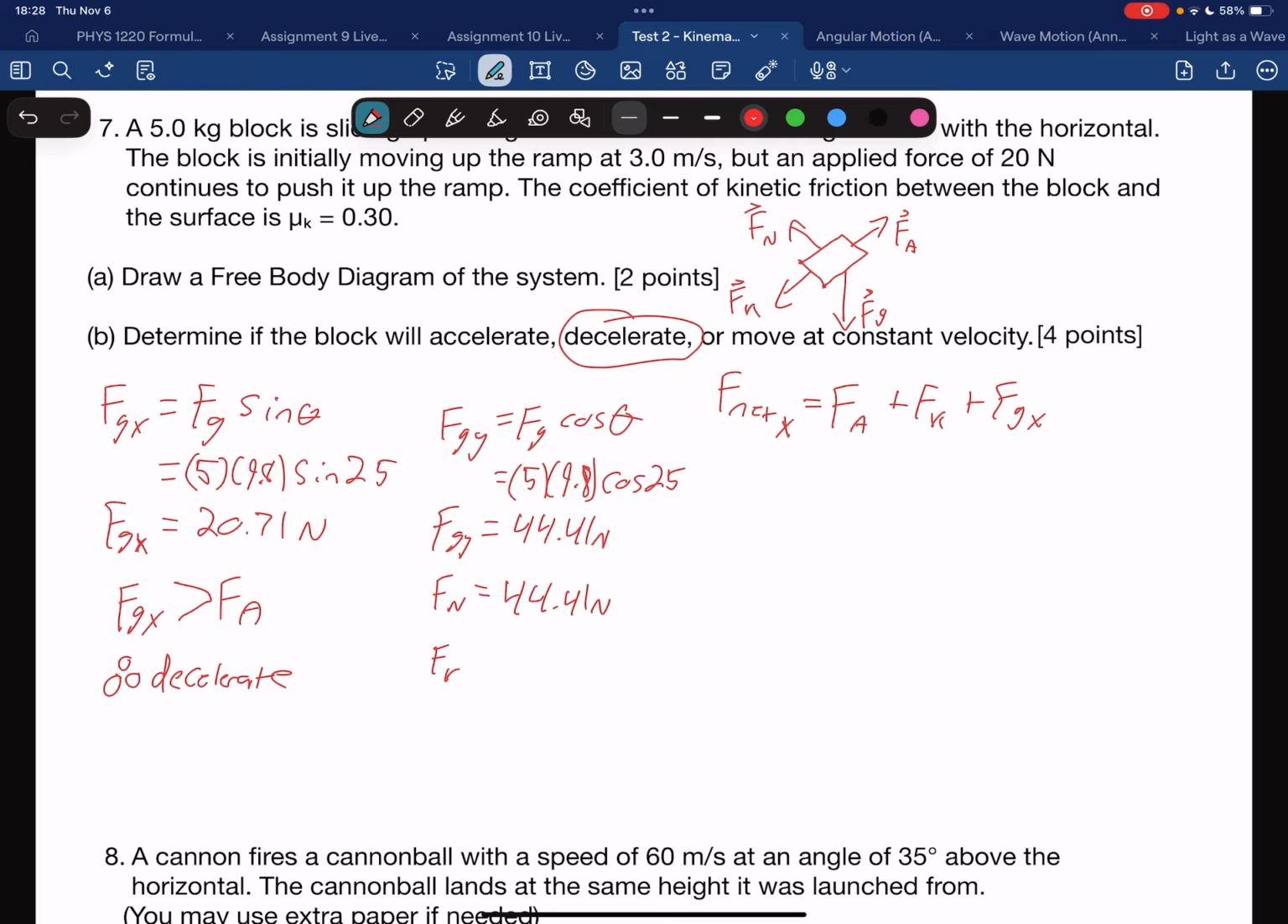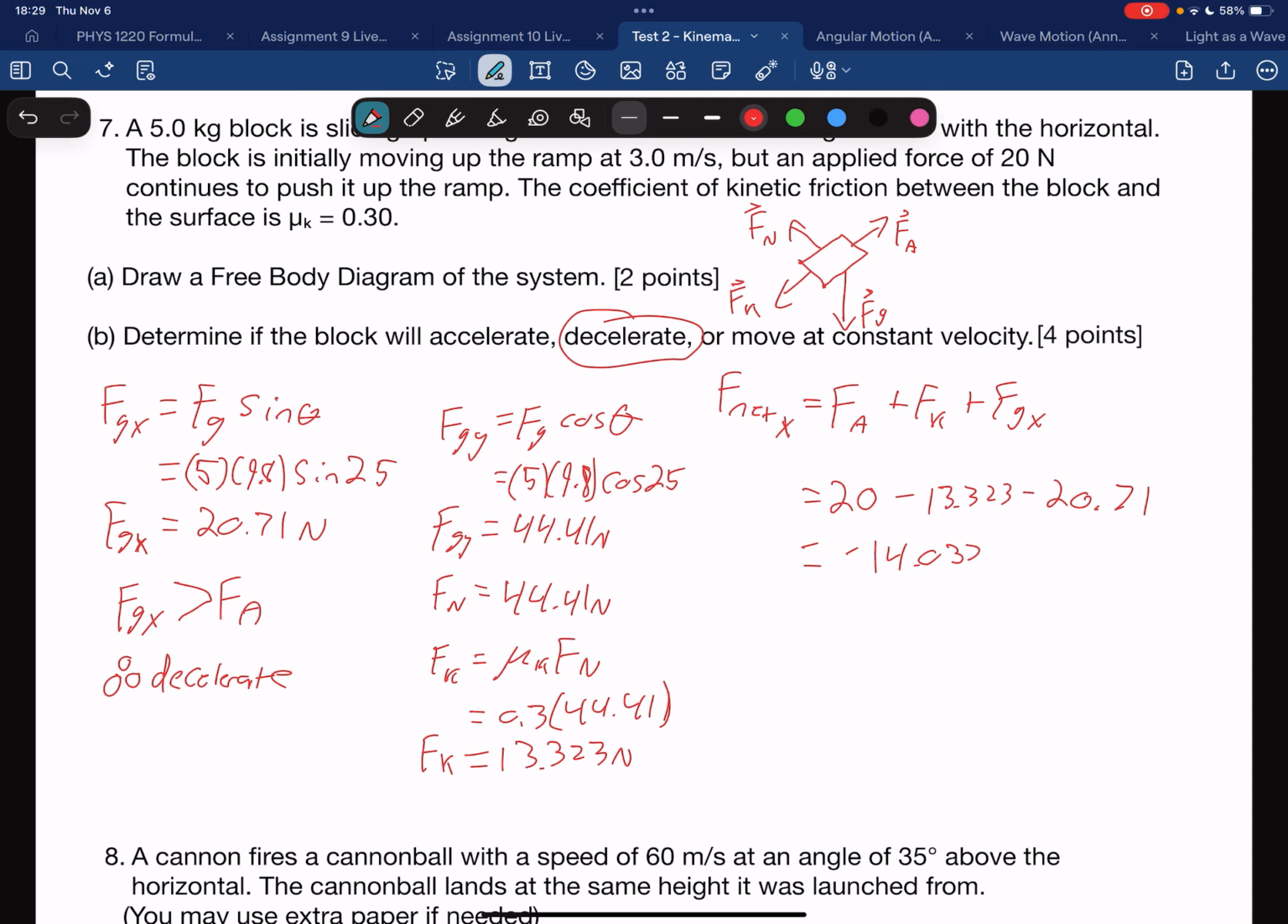And then we can go ahead and calculate the force of friction, which is mu k times the normal force, 0.3 times 44.41, which gives us about 13.323 newtons of kinetic friction. Putting this all together into F net, we get 20 minus 13.323 minus 20.71 gives us about negative 14.033 newtons.